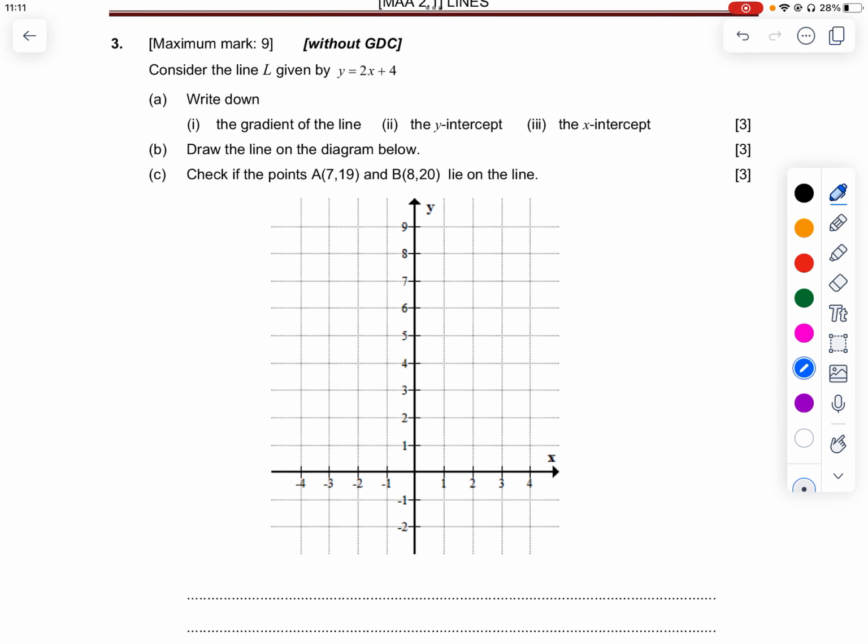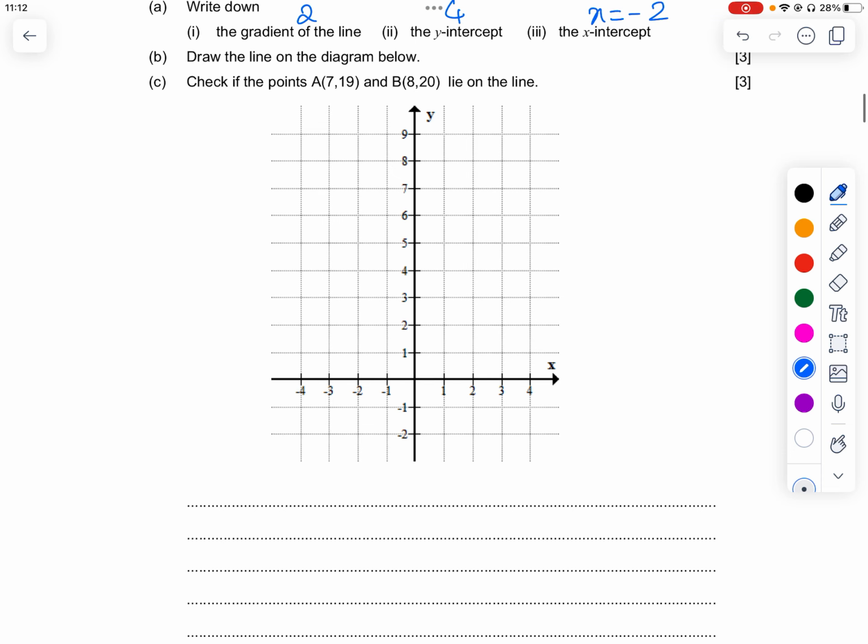Question number 3. Consider the line L given by this one. Write down the gradient. Gradient is 2. Y-intercept is 4. X-intercept, substitute y equal to 0. So 2x plus 4 equals 0. So x equals negative 2. Then draw the line. So we know that 4 is the y-intercept and negative 2 is the x-intercept. Join those 2 points. Check whether the points 7, 19 and 8, 20 lie on the line or not.